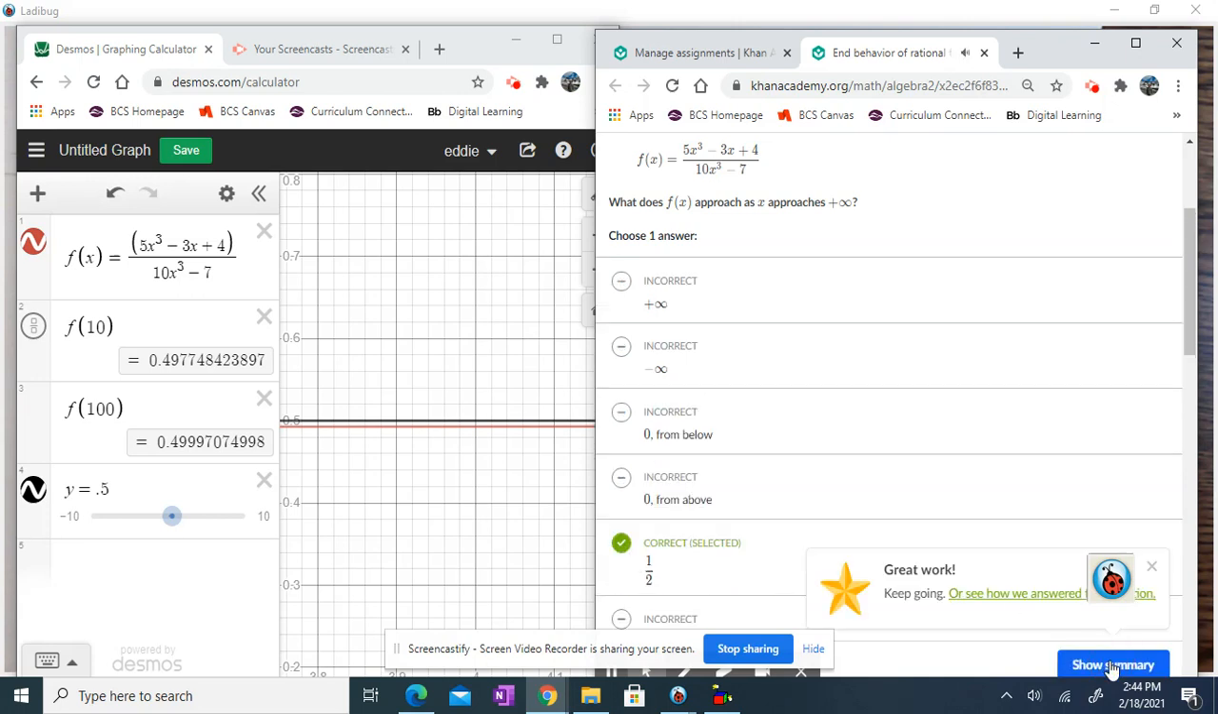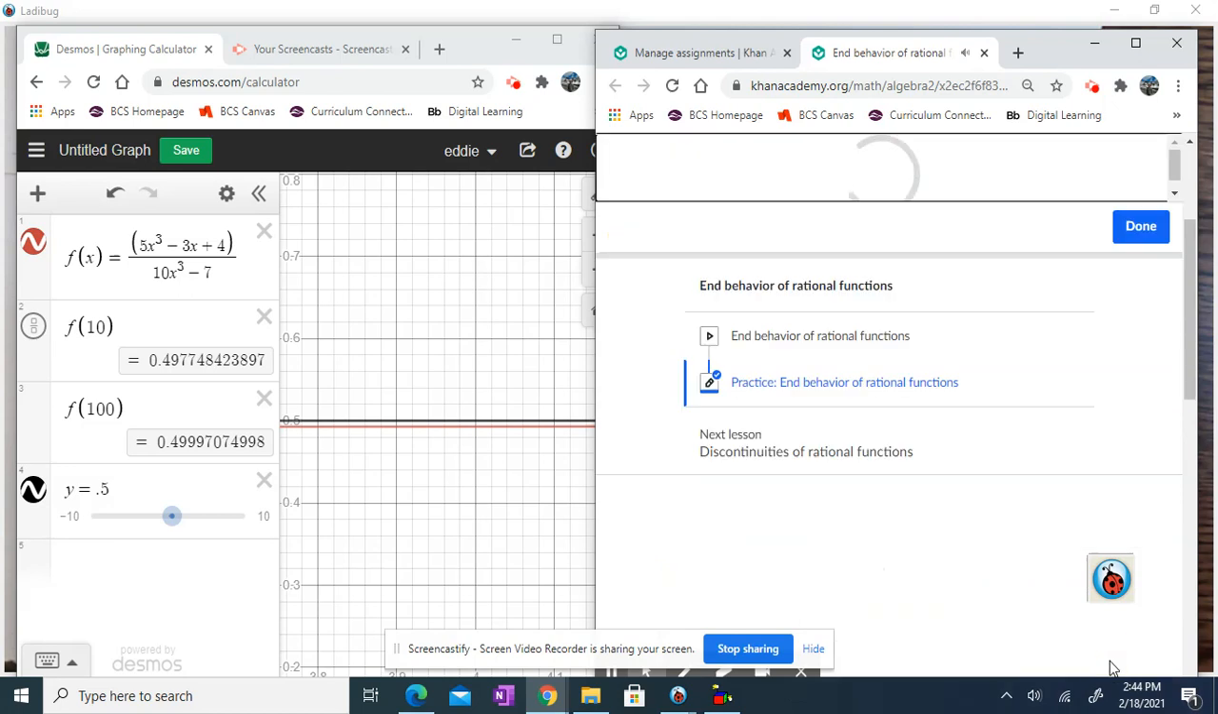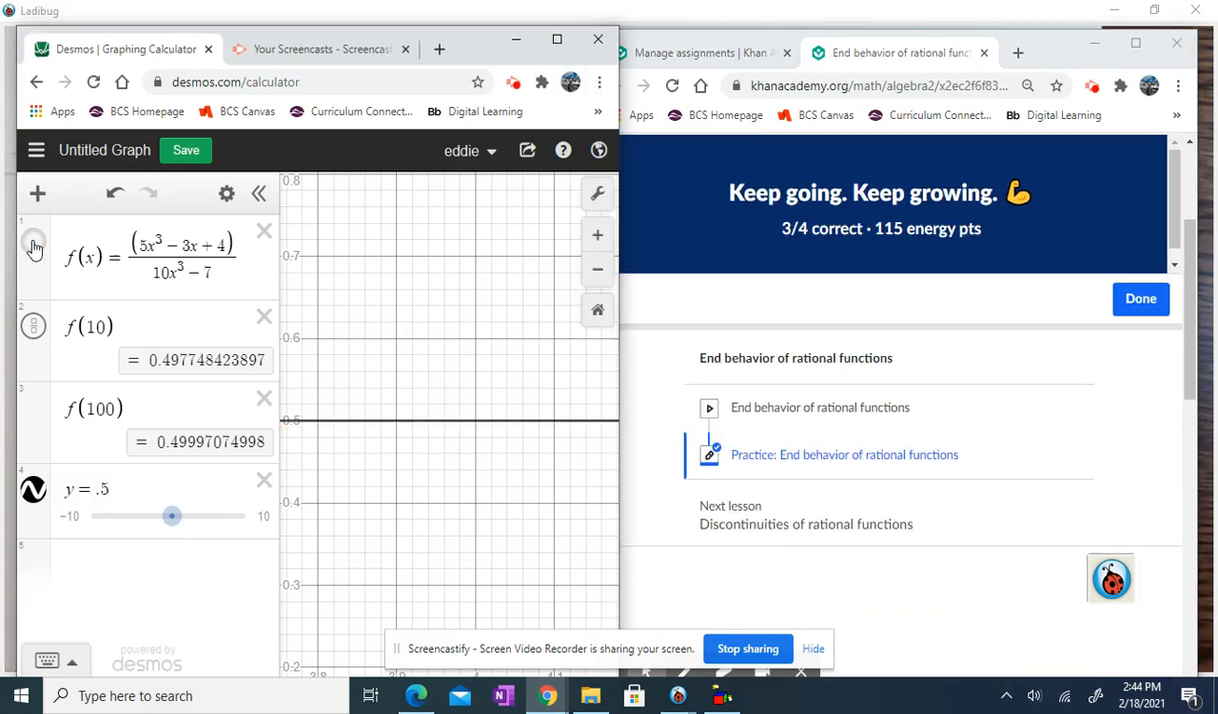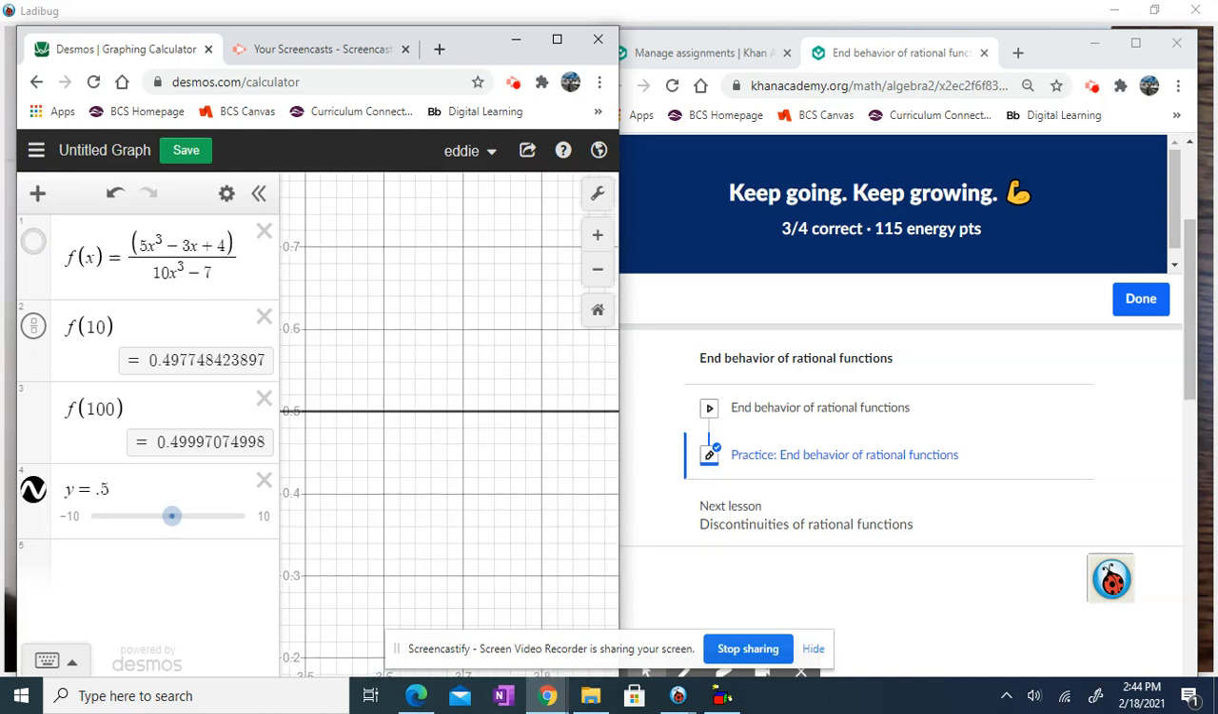All right, let's try another one. We'll get this thing back to 0.